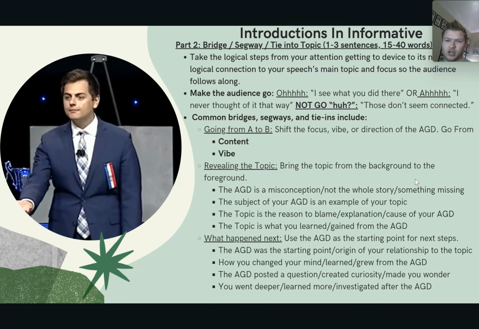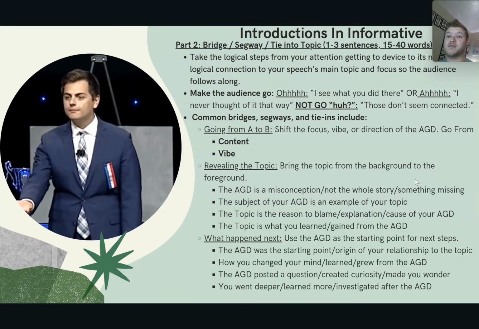The ones that I've observed in successful speeches and finals are going from A to B, which sounds obvious, but you're essentially shifting the focus, the vibe, or the direction of the attention getting device. So for shifting the content, maybe the attention getting device is fiction, and then you start talking about where we see it in the real world. You go from the specific to the general. Misdirection to your actual main point. The topic may be a small or minor detail in your attention getter story, but then you focus it and put a spotlight on it, and it makes us realize that that was the main thing.